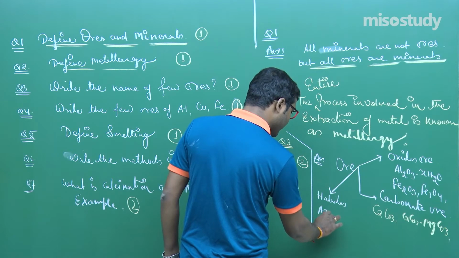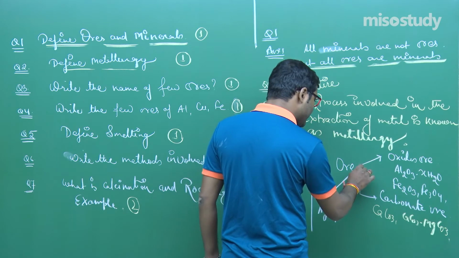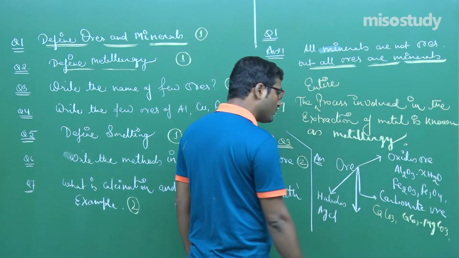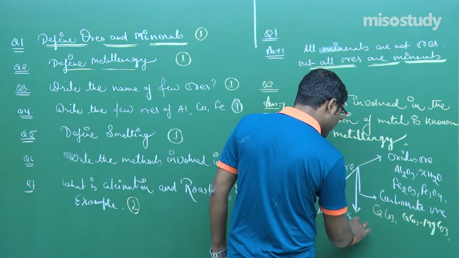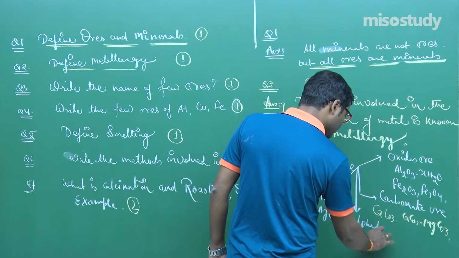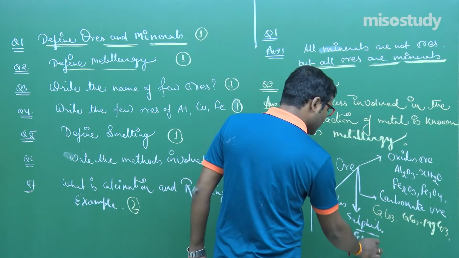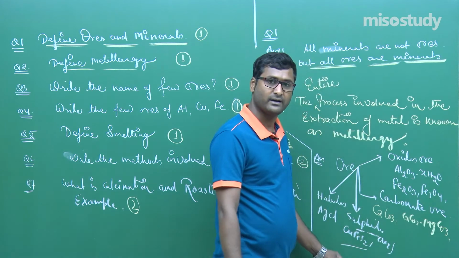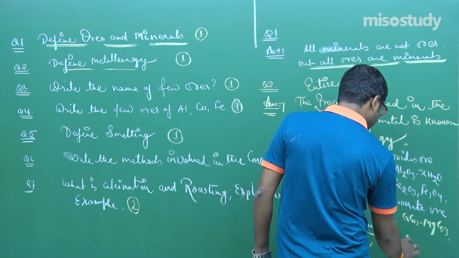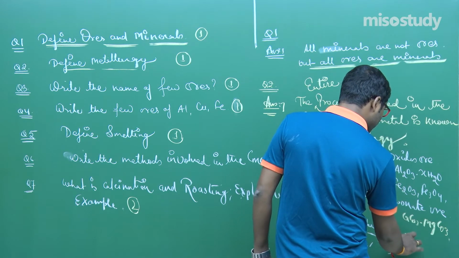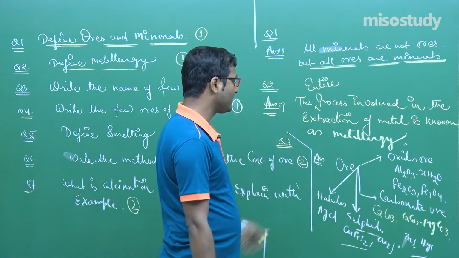For example, if I write here horn silver, AgCl, the oxides, the ores may be nitrate ore, the ore may be sulfide ore, like CuFeS2, Cu2S. Is it visible, my friend? Cu2S, then FeS, ZnS, PbS, HgS. These all are the examples. So these are the explanation of this question.